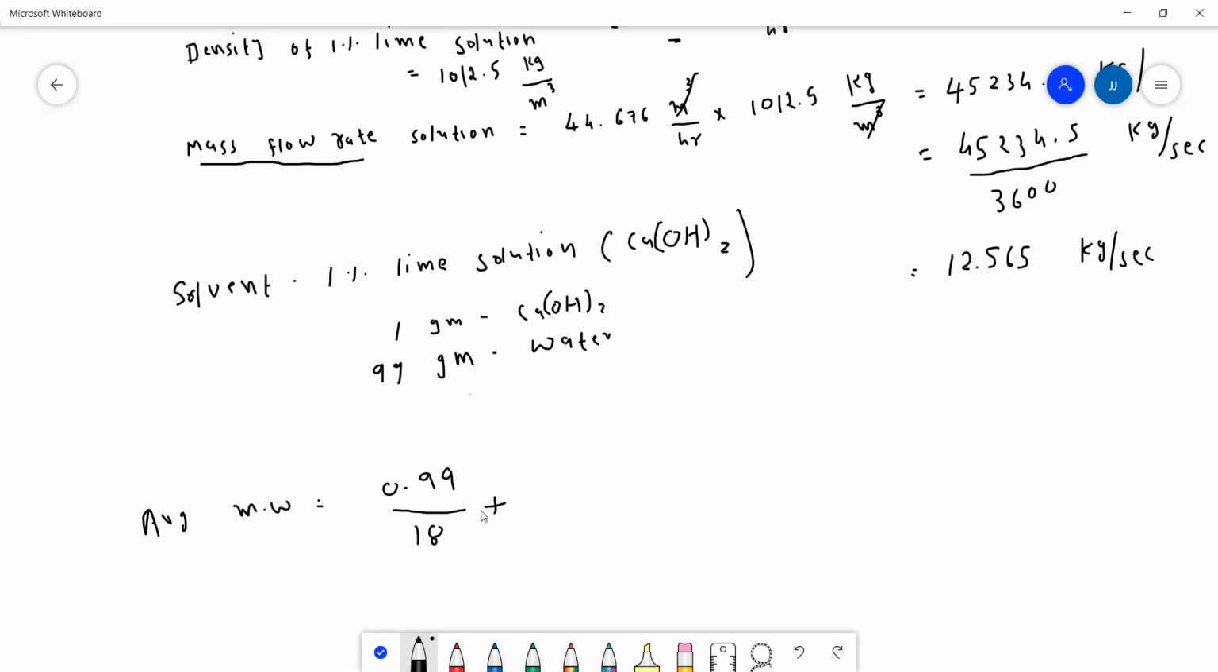Plus 1%. This is for water. Plus now for Ca(OH)2, it is 0.01 divided by the molecular weight of Ca(OH)2. If you calculate the molecular weight of Ca(OH)2, you will get 74.